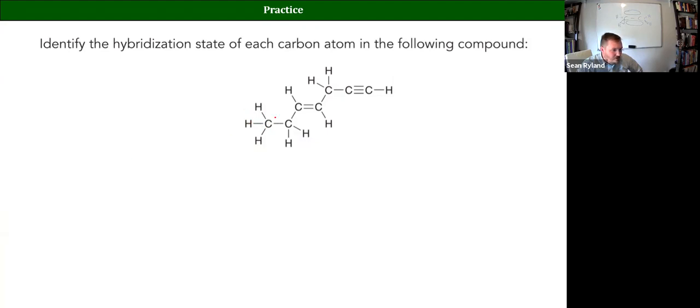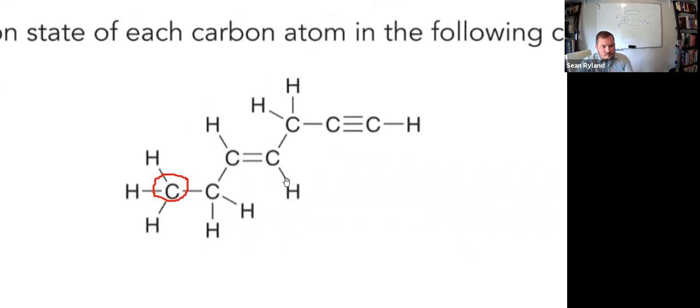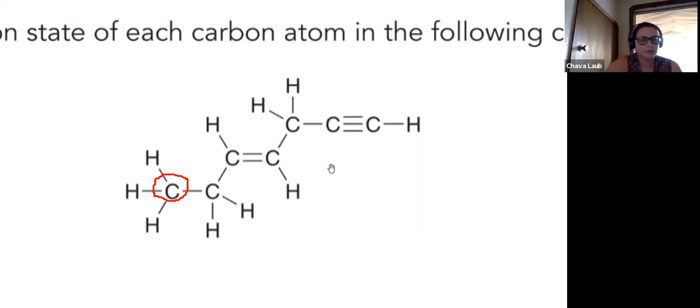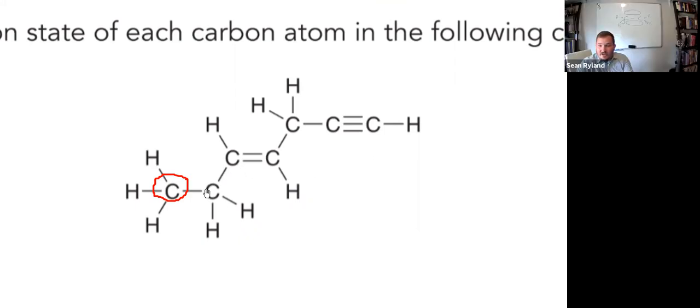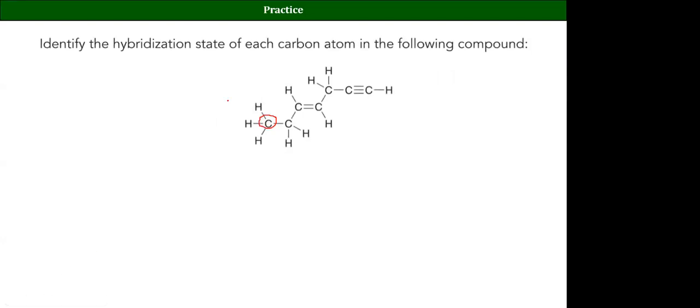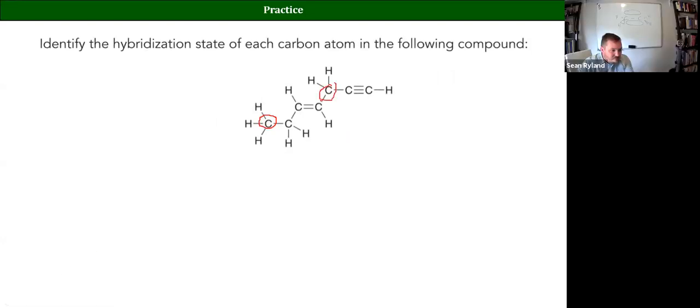I'll try and color code it. So that carbon's sp3. Any other carbons sp3? The carbon to its right, this carbon right next to it. I can't draw while I'm zoomed in, so I'll color these in when I zoom out in a second. Any others? I think there's one more. Carbon 5, this carbon way up here. And that one. Those are all going to be sp3.